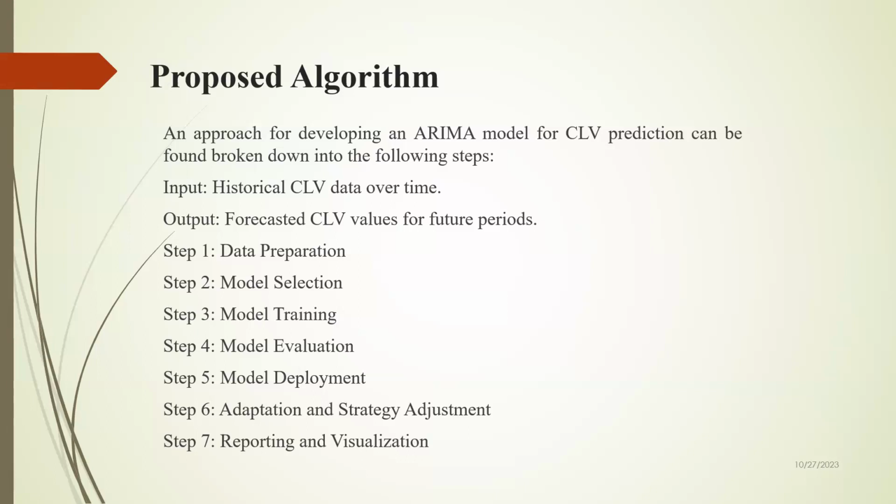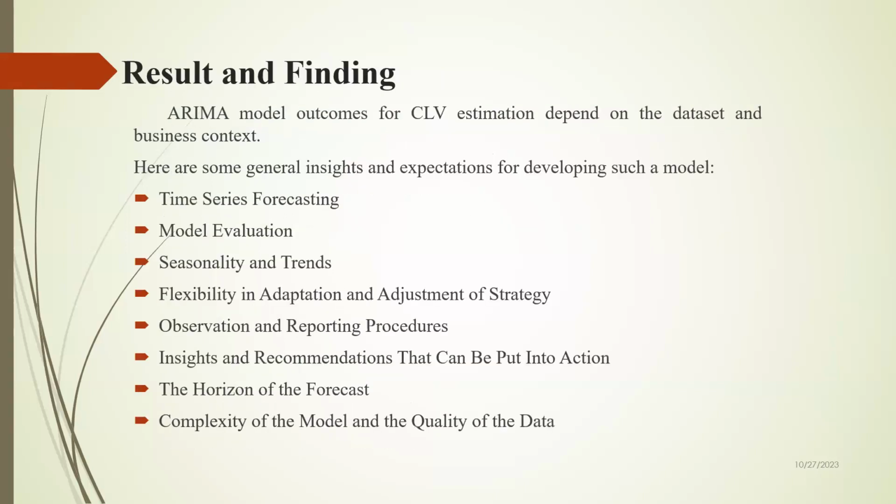And the sixth step is adaptation and strategy adjustment, which means continuously monitoring the model performance with new CLV data and adapting the CRM and marketing strategy based on the ARIMA insights, optimizing resource allocation and so on. And in step 7, reporting and visualization, we have to create reports and visualizations to communicate the ARIMA-based CLV forecast insights.